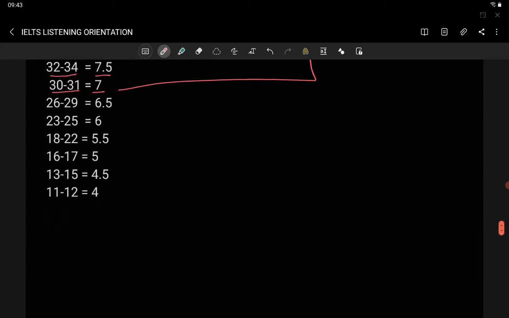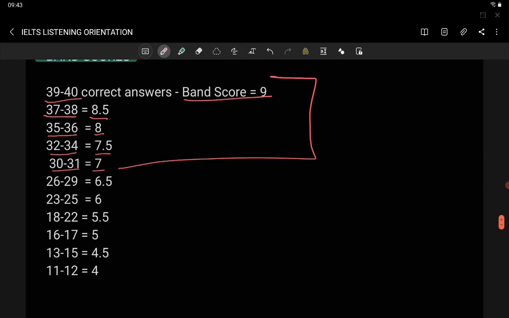So these are your listening tips, and this is your listening orientation. I'm going to be giving you a test now, but kindly remember all these points and go through these multiple times so that you don't miss any of this.